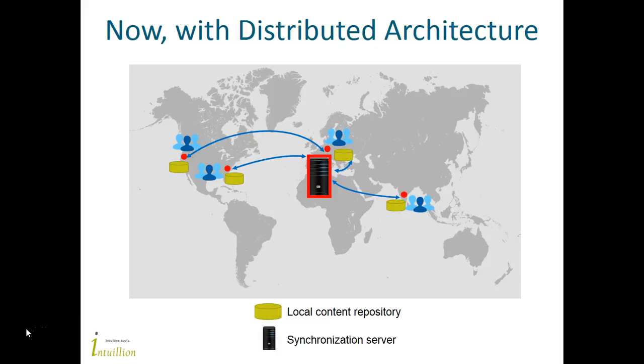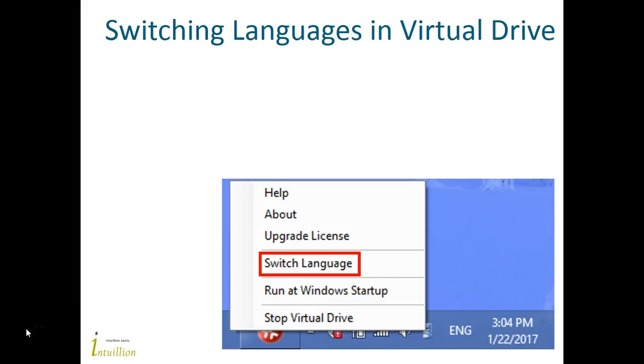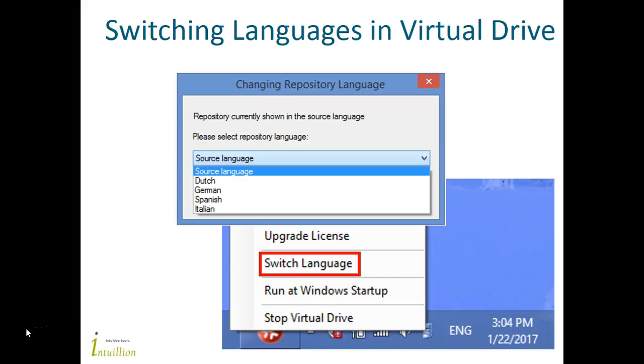Another big feature is the ability to access translations directly from DITAToo Virtual Drive. Clicking on the Virtual Drive icon in the system tray gives you a new option, Switch Language. You can choose the language, and DITAToo Virtual Drive displays the content in this language.